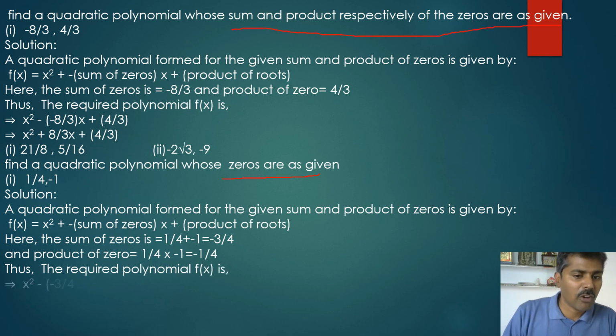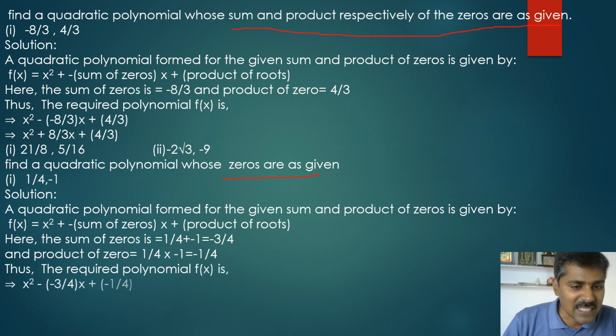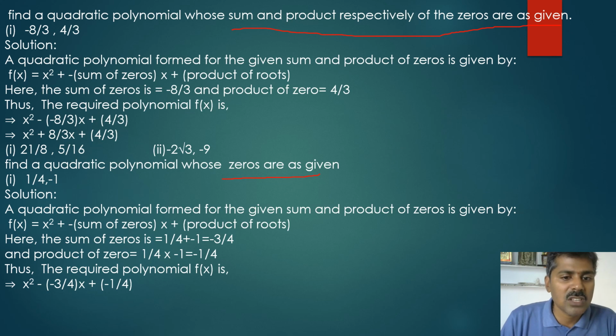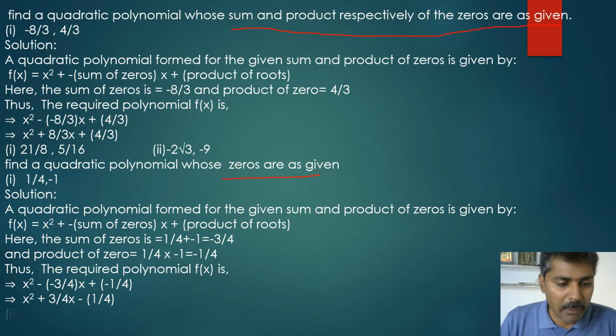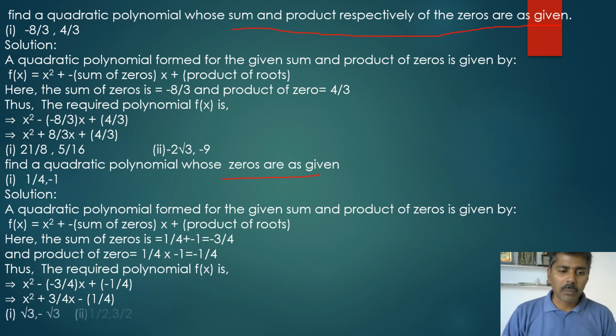The required polynomial f of x becomes x square minus sum of the zeros, which is minus 3 by 4, into x plus product of the zeros, which is minus 1 by 4. And on final simplification we will get x square plus 3 by 4 into x minus 1 by 4. This is our required polynomial.